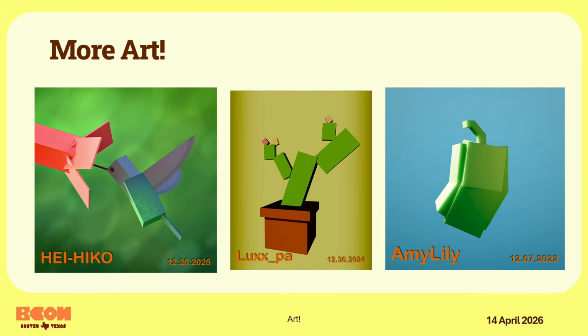Here we have a hummingbird, a cactus. Notice that this is a prickly pear cactus. This is not a saguaro. There are no saguaros in Texas, but there sure is a lot of prickly pear. And there is a bell pepper there, which just looks so delicious. A little bit of subsurface scattering on there. Just really helps sell it.